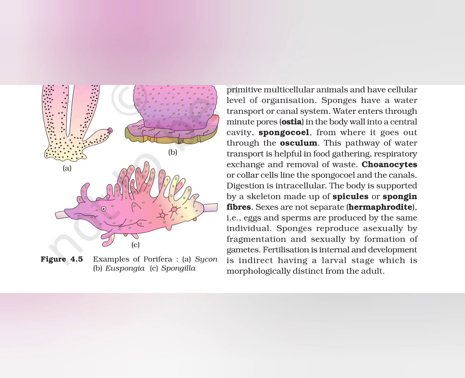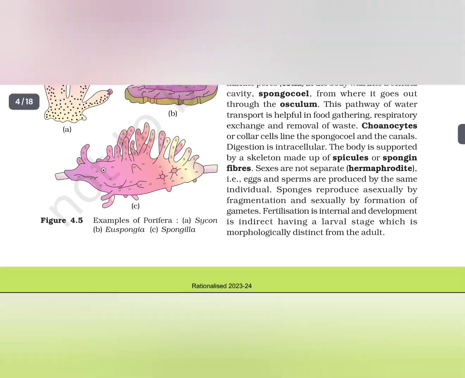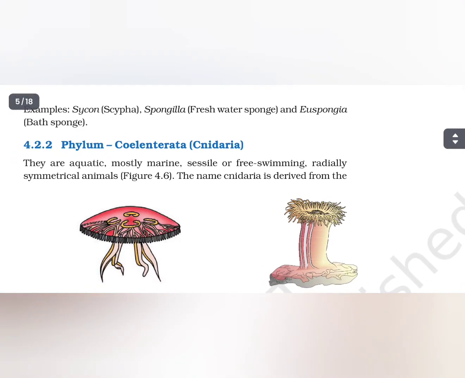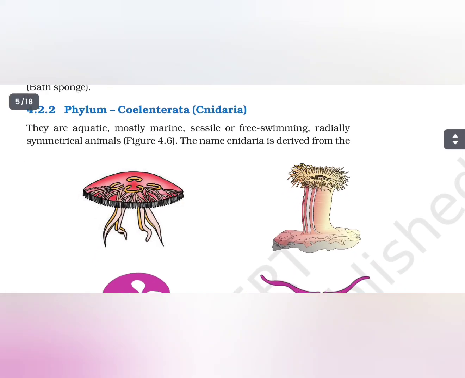Sexes are not separate; they are hermaphrodite, that is, eggs and sperms are produced by the same individual. Sponges reproduce asexually by fragmentation and sexually by formation of gametes. Fertilization is internal and development is indirect, having a larval stage which is morphologically distinct from the adult. Examples: Sycon, Scypha, Spongilla, freshwater sponge, and Euspongia, bath sponge.